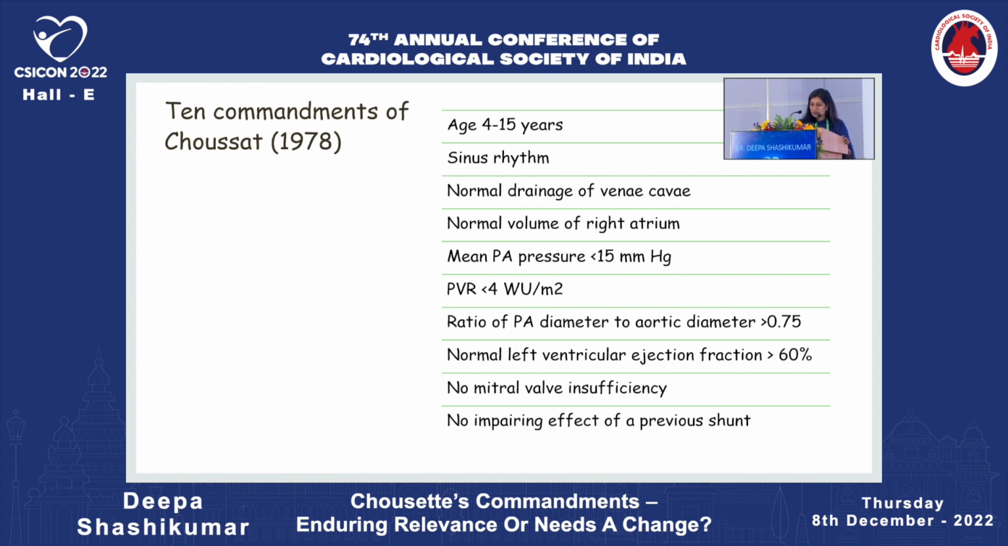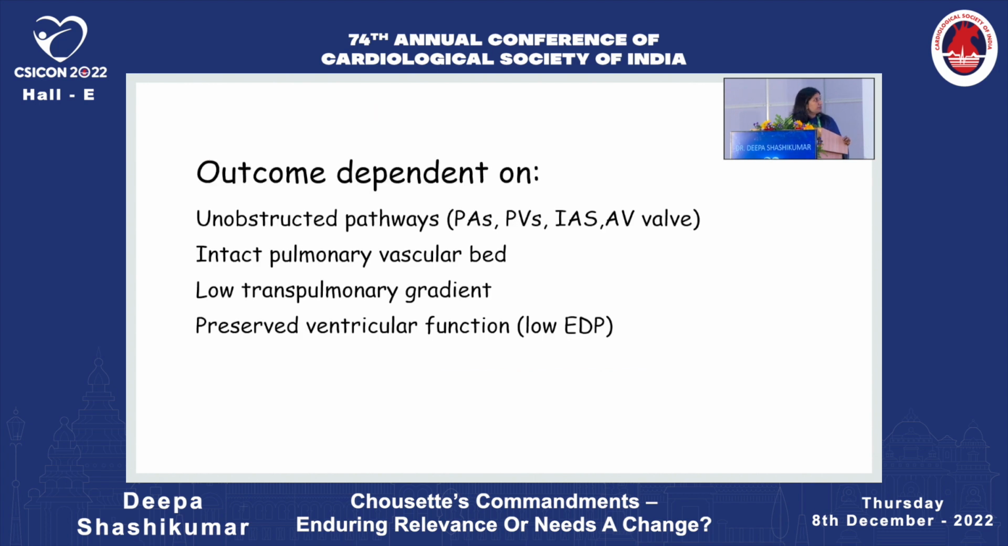So age, they postulated 4 to 15 years. The patient should be in sinus rhythm. There should be normal drainage of systemic veins, normal volume of the right atrium, because initially it was done through an atriopulmonary route. Mean pulmonary artery pressures of less than 15, pulmonary vascular resistance of less than 4, ratio of PA diameter to aortic diameter of more than 75%, normal LV ejection fraction, no mitral valve insufficiency, and no impairing effect of a previous shunt.